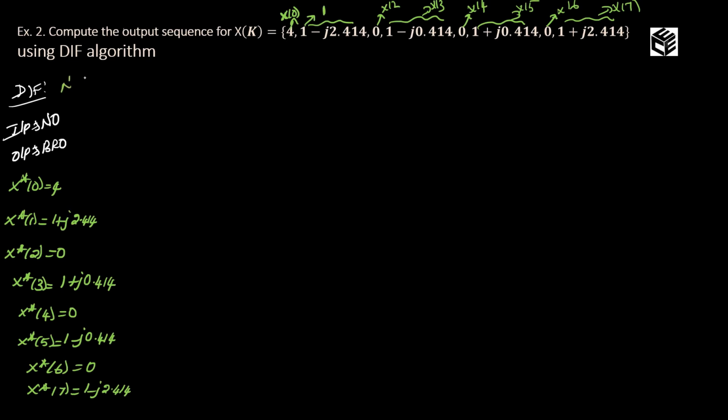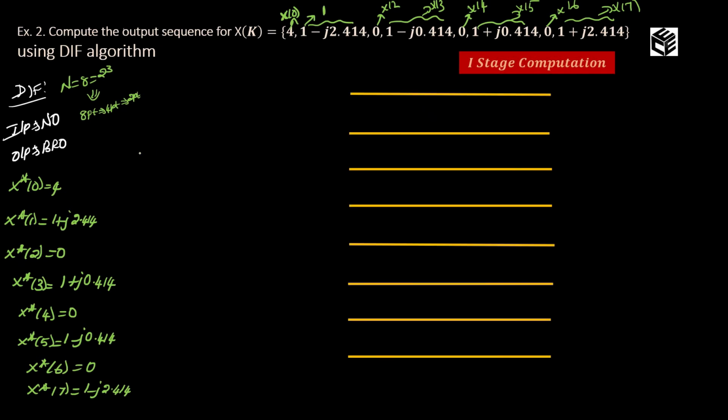Okay. Here our value of n is 8, which is equal to 2 to the power 3, which means we have 3 stages of computation. And also the stages will be of 8 point, 4 point and 2 point sequence. Okay. So our first stage of computation will be an 8 point sequence. Here I am going to represent the input conjugate values. That is x star of 0 is equal to 4. X conjugate of 1 is equal to 1 plus j 2.414.